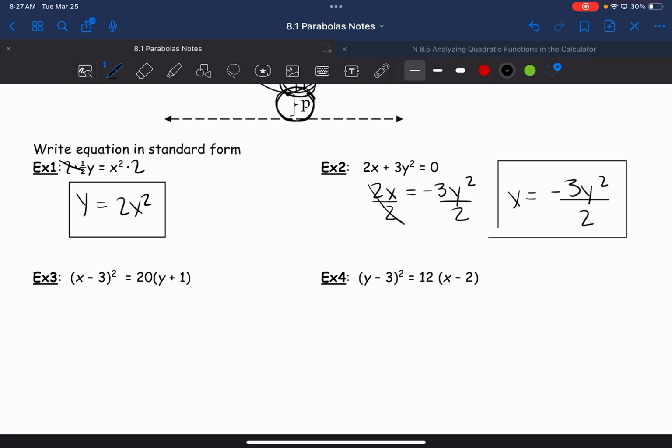In these questions, are we going to have to solve for p at any point? Yes. Okay.